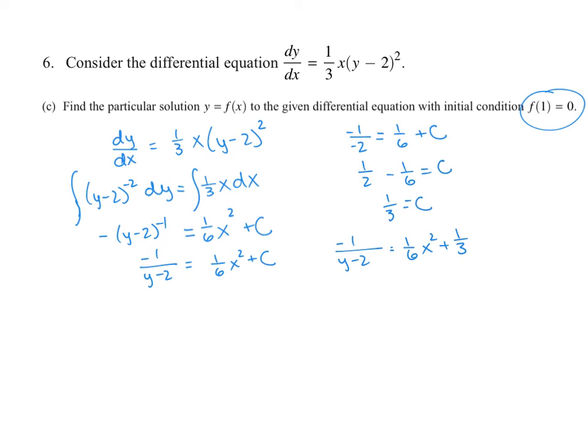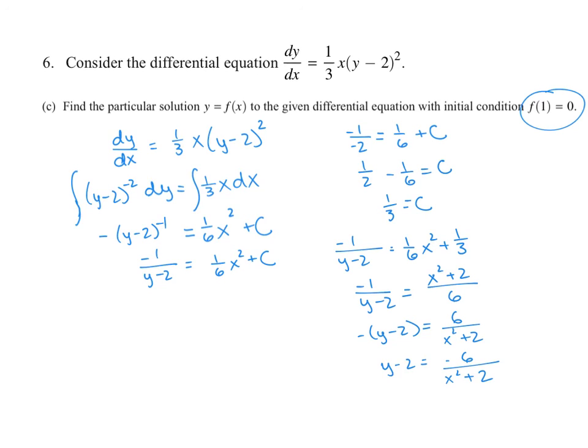And our goal is to get the y by itself, so we need to do some algebra here. I might combine the right side into one fraction just so it's a little easier for my brain to see a fraction equals a fraction. So this would be (x squared plus 2) all over 6. And what we can do is either cross multiply, or we could just flip both sides of our fraction. This would be the same as negative (y minus 2) equals 6 over (x squared plus 2). So y minus 2 is negative 6 over (x squared plus 2).